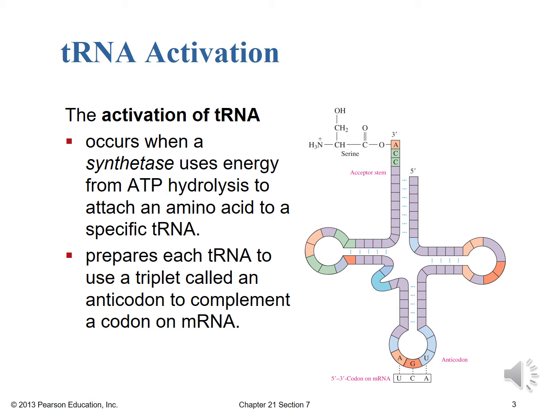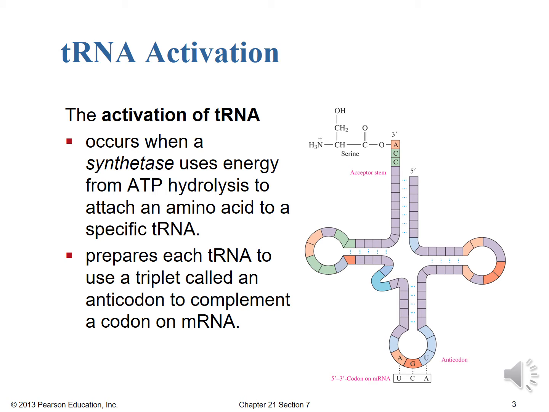Alright, so the transfer RNA activation occurs when a synthetase uses energy from ATP hydrolysis to attach an amino acid to a specific transfer RNA, tRNA. It prepares each tRNA to use a triplet called an anticodon to complement a codon on messenger RNA. So we had that term anticodon before and we didn't go into it because it wasn't time for it, but now we're going to see a little bit more about the anticodon.